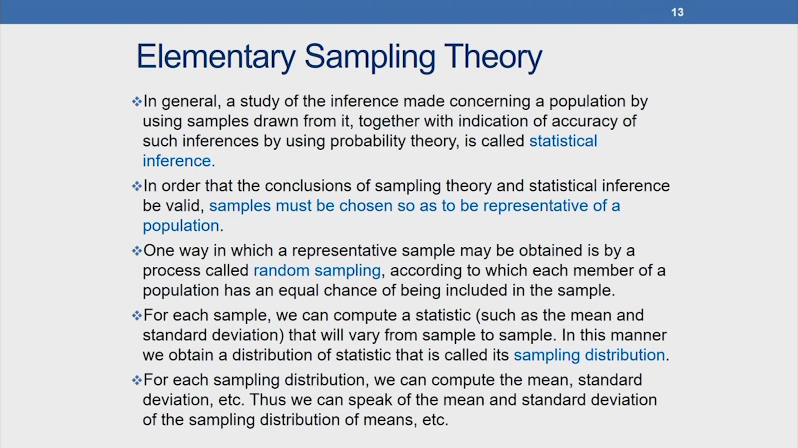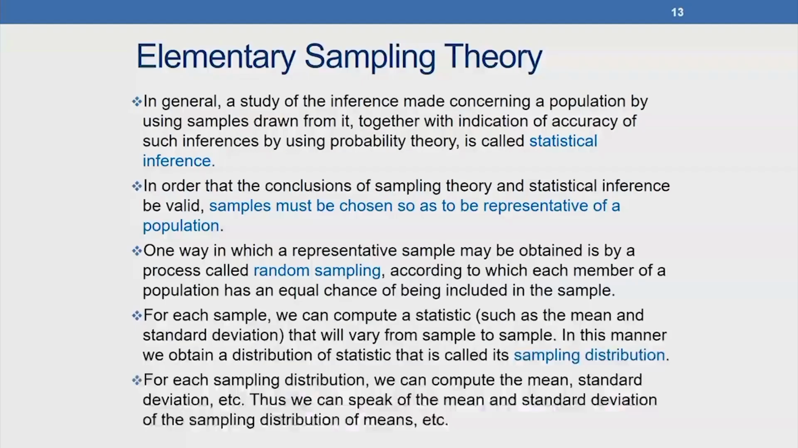Now, in general, a study of inference is made concerning a population by using samples drawn from it, together with an indication of the accuracy of such inferences by using probability theory, and this is called statistical inference. When we use the methods of probability sampling, we follow the rules of probability to make certain inferences from the sample for the population.